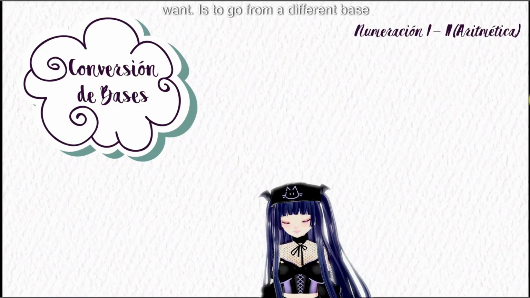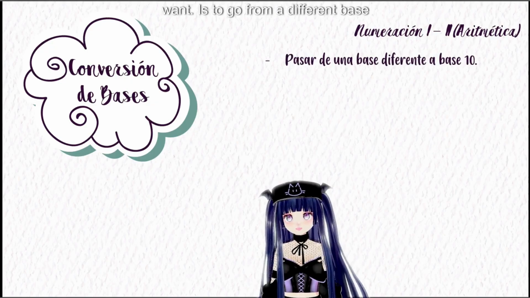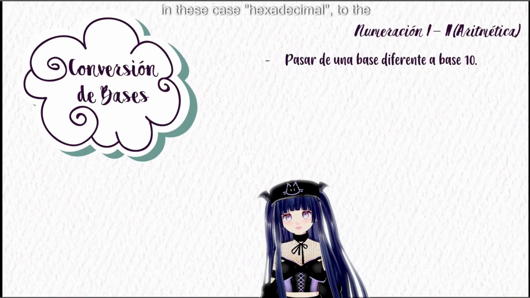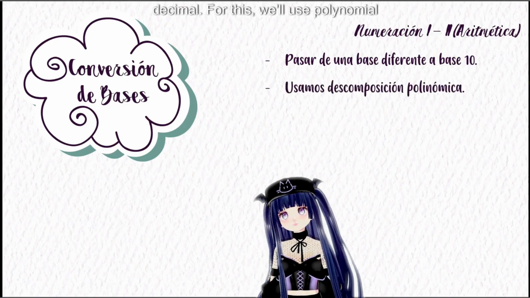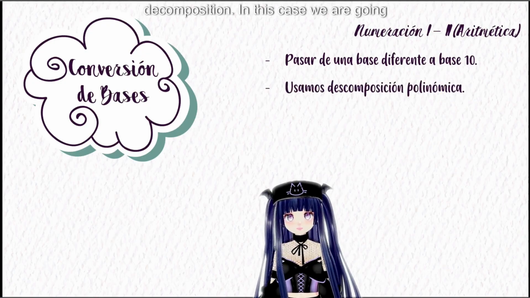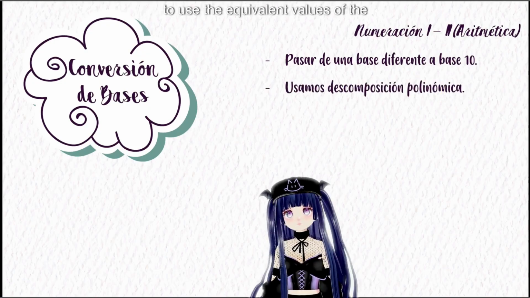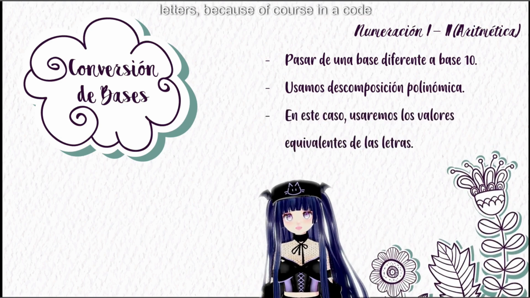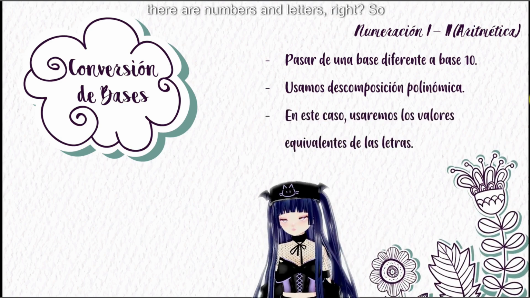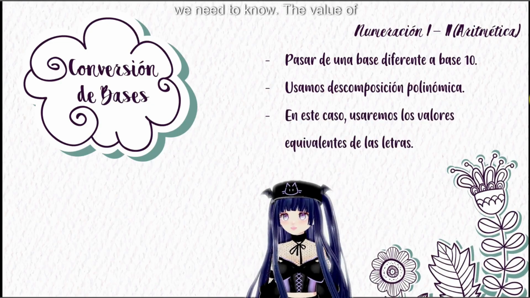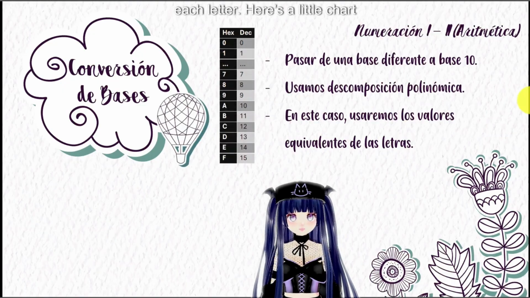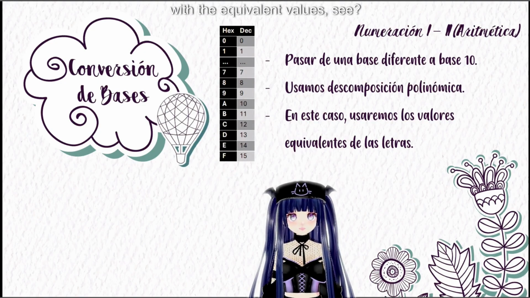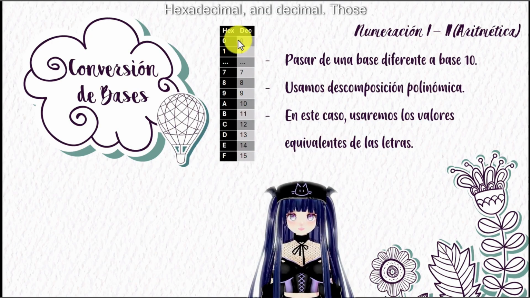Why do we need base conversion? Because what we want is to go from a different base, in this case hexadecimal, to the standard one we all use, base 10 or decimal. For this, we'll use polynomial decomposition. In this case, we are going to use the equivalent values of the letters because, of course, in a code there are numbers and letters, right? So we need to know the value of each letter. Here's a little chart with the equivalent values, see? Hexadecimal and decimal. Those are the values per unit, okay?